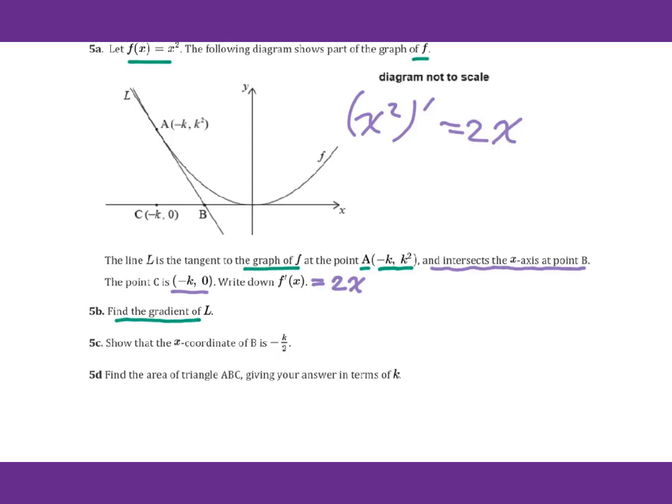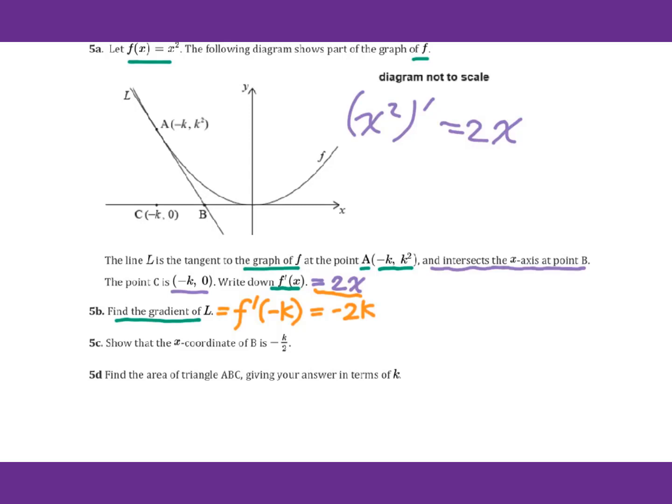We know the derivative means gradient of a tangent line. L is a tangent line. Therefore, the gradient of L will be the derivative of f at negative k. We just plug in negative k to this derivative. You will get negative 2k.